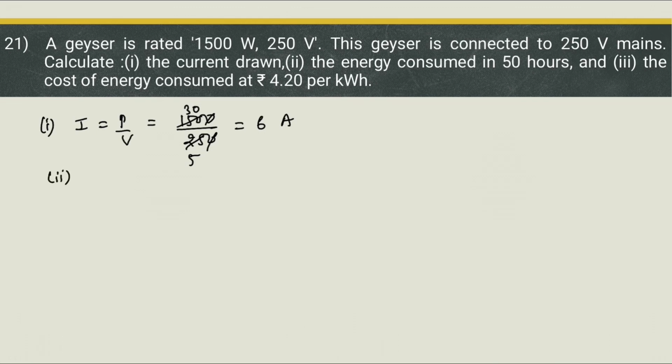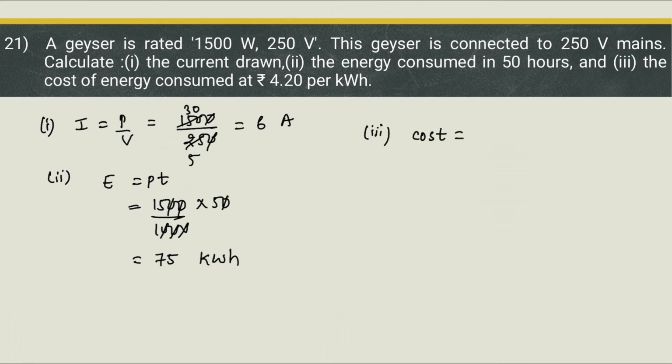Energy consumed in 50 hours: energy is equal to power into time. Power is 1500 watt into 50 hours. Convert watt into kilowatt by dividing by 1000, which gives 75 kilowatt hour. And the cost of energy consumed is at 4.2 per kilowatt hour. So cost is equal to 75 into 4.2, that is 315 rupees.